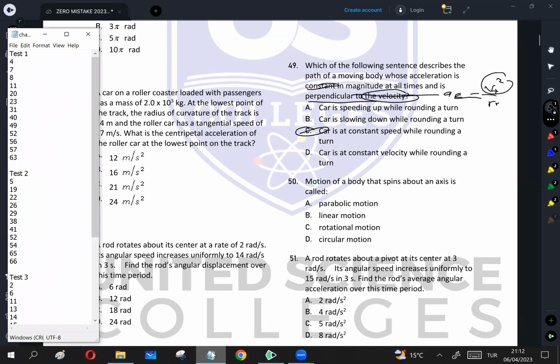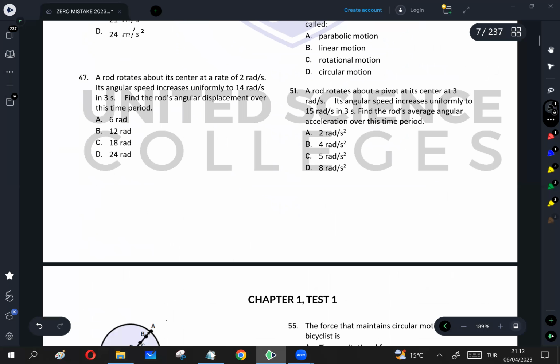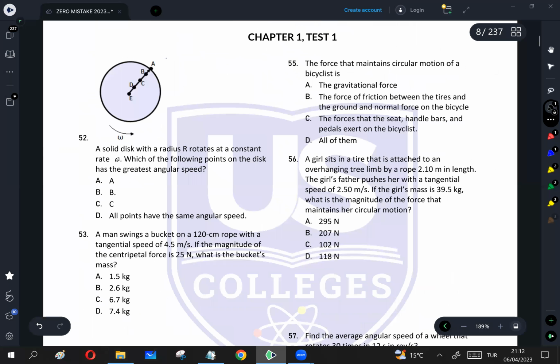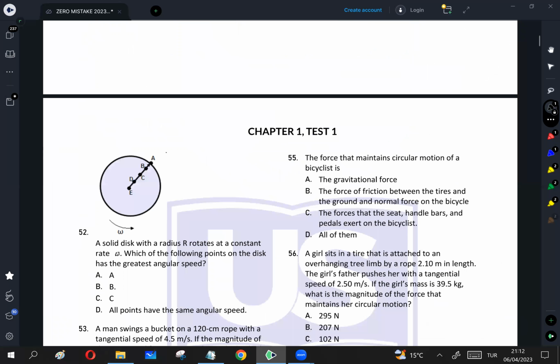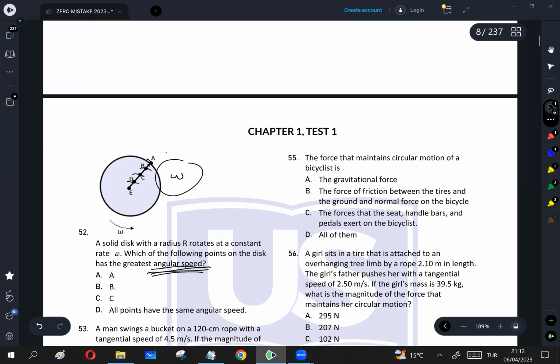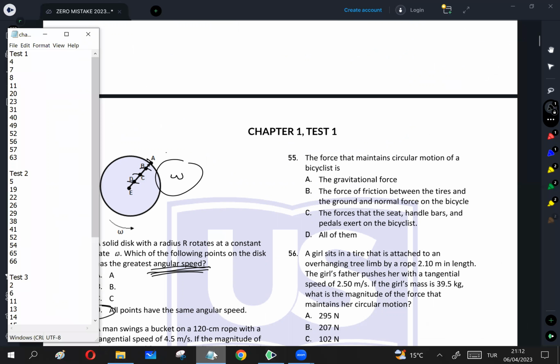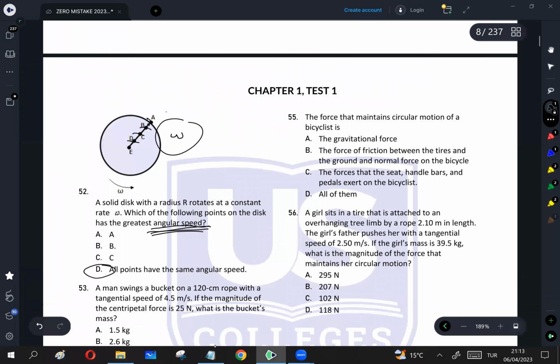After 49, we go to 52. A solid disk with a radius R rotates at a constant rate omega. Which of the following points on the disk have the greatest angular speed? Because the disk is a rigid object, every single point will have the same omega. All points have the same omega. After 52, we do 56.